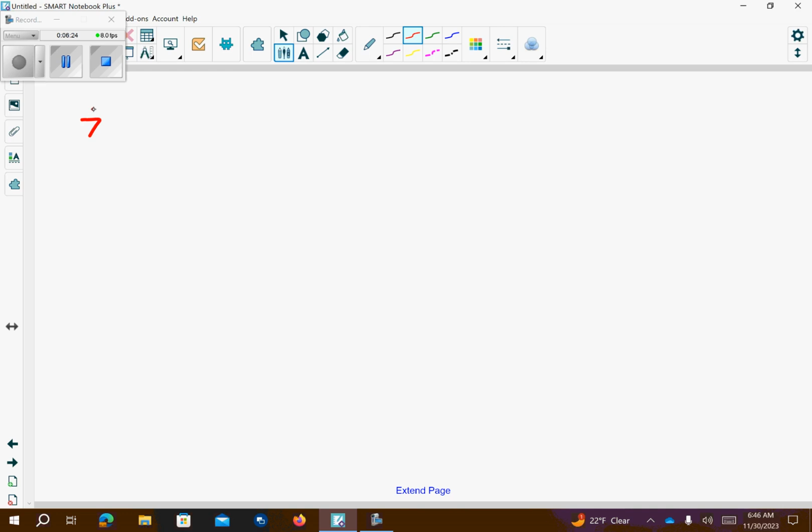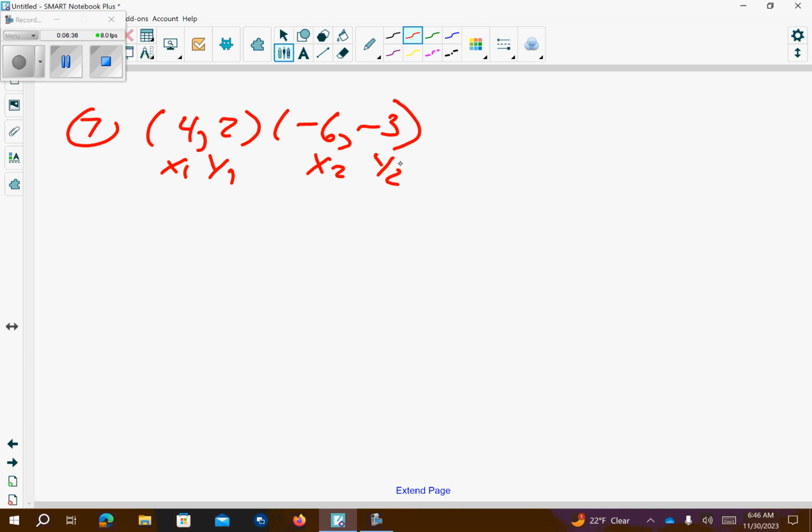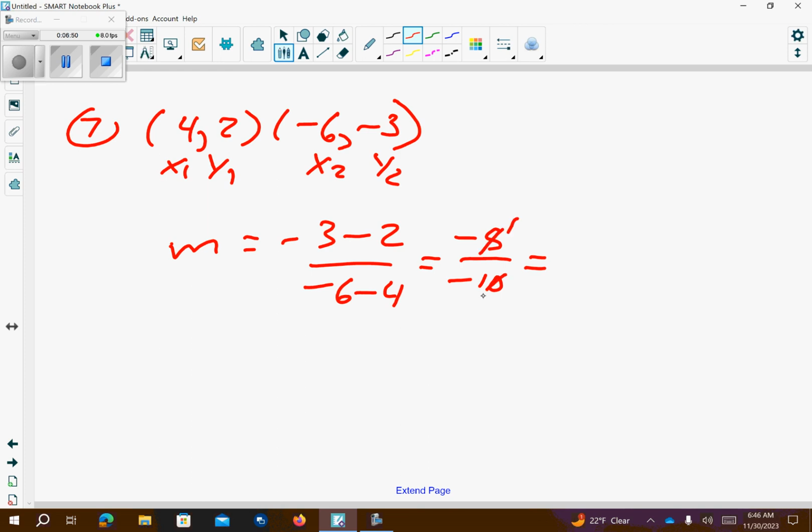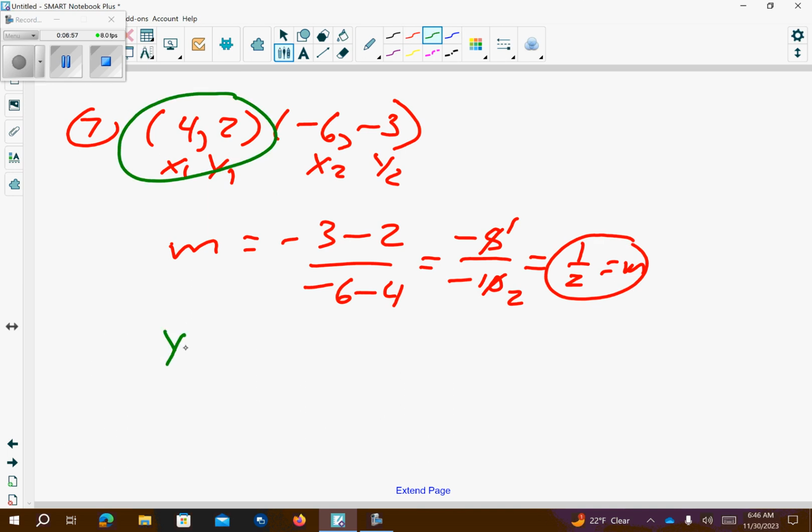Number 7. Oh, looks like we're missing a parenthesis at the very end of it. So negative 6 comma negative 3. Add that parenthesis on your paper. That's x1, y1, x2, y2. Let's find the slope, which is y2 minus y1 over x2 minus x1. That's going to give me negative 5 on top over negative 10. Negative over negative is positive. 5 over 10 reduces to 1/2. So that's my slope. Let's go ahead and use this point in our point slope.